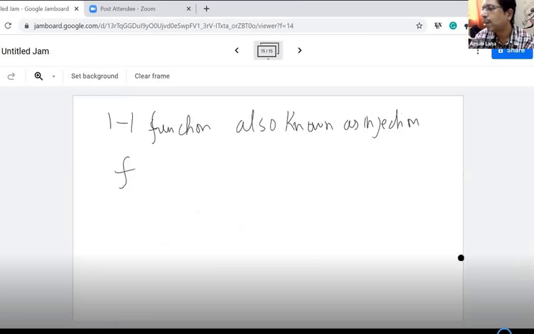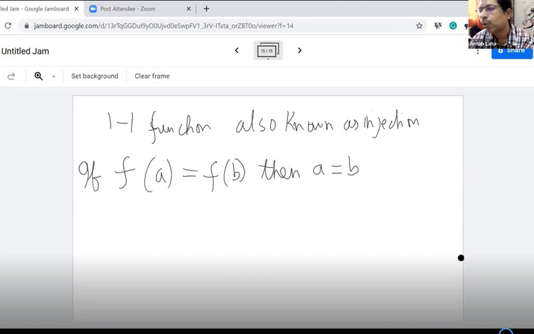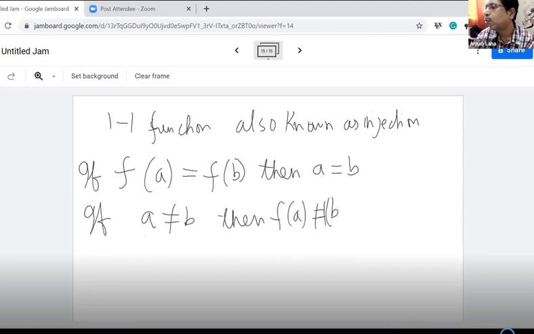One way of writing it is that if f of a is equal to f of b, then a is equal to b. Another way to express this is that if a is not equal to b, then f of a is not equal to f of b. Both these formulations can be used while solving problems. These are two equivalent ways of showing one-one.